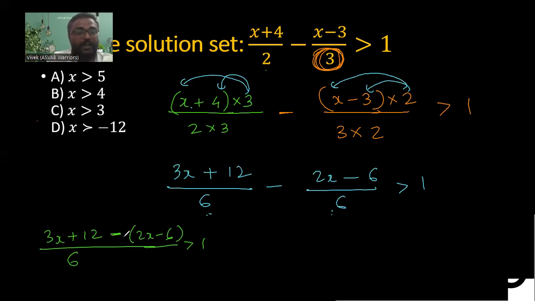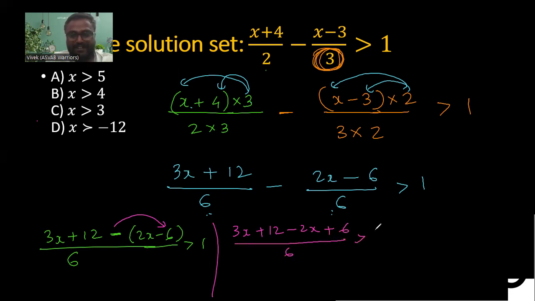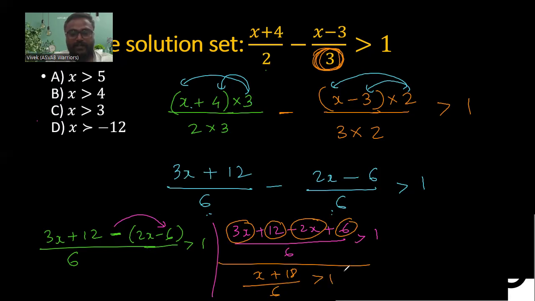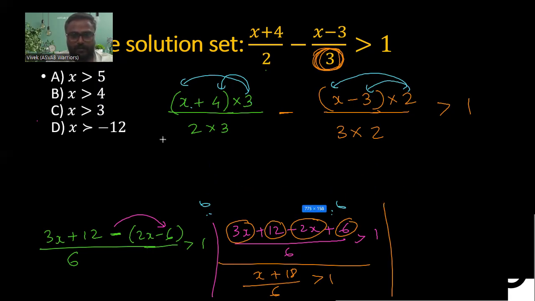Now, whenever you break this negative sign down, what will we get? So 3x plus 12 minus 2x, and minus times minus will become plus 6, over 6 greater than 1. Now, get the like terms together. 3x minus 2x will become what? It will become x simply. Now, 12 plus 6 will become 18, divided by 6, greater than 1. Now, I will just try to erase this part and solve it over here.